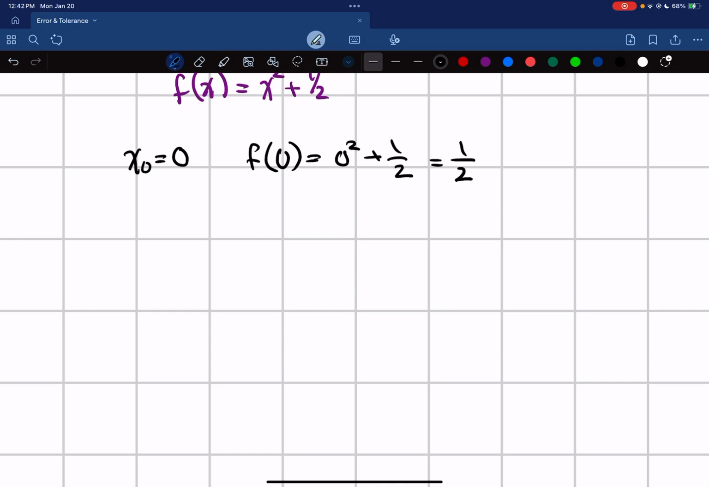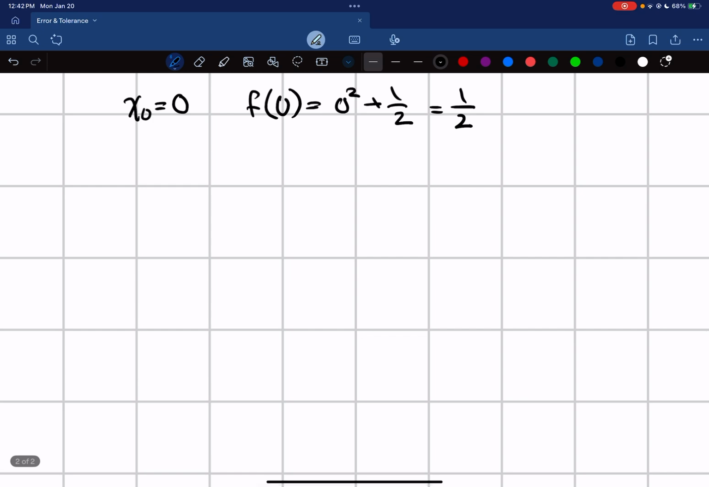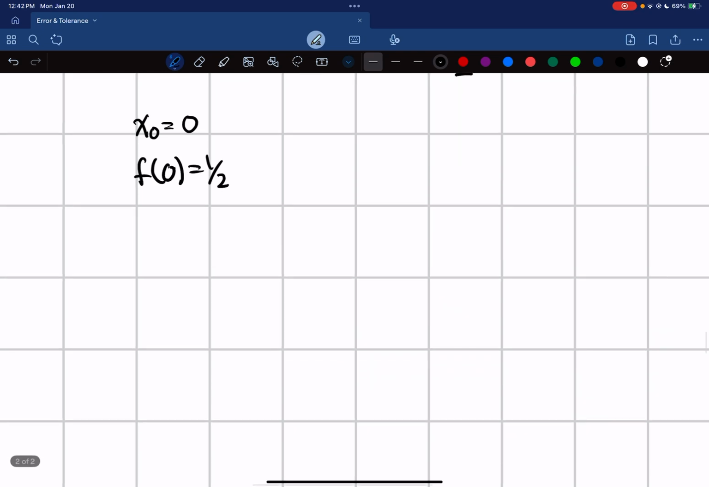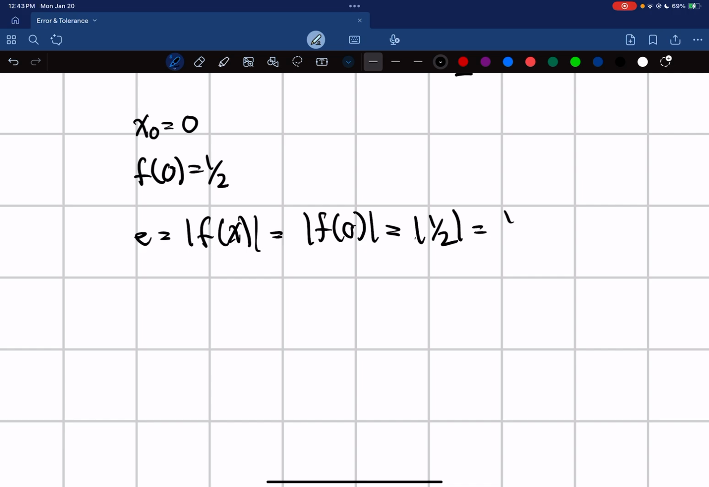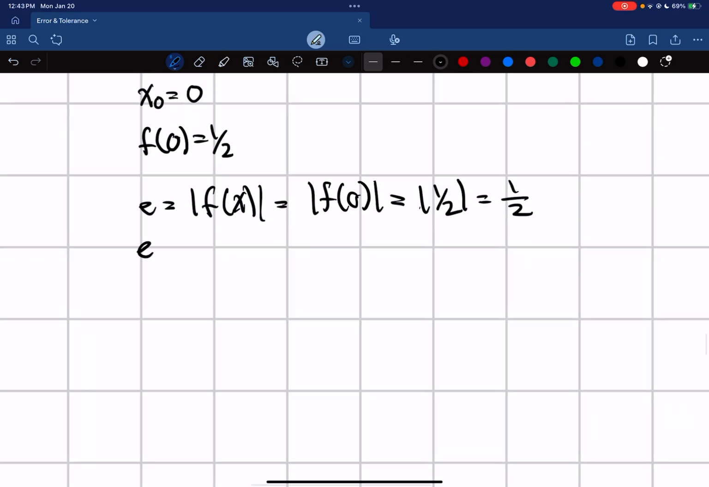Okay? So now my algorithm says, okay, my first computation at x0 equals 0, and the function equals a half. Well, what's my error? My error is the absolute of f of x, which equals the absolute of f at 0, which equals the absolute of a half, which equals just a half. So we know here my error equals a half. And again, my tolerance, I defined it earlier to be 1.